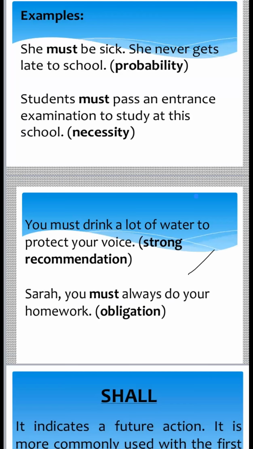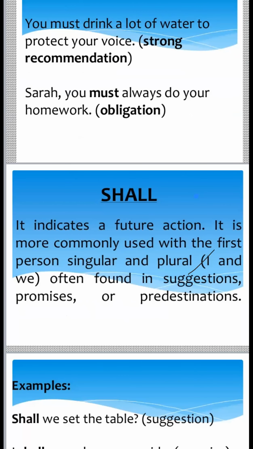Then we are going to talk about shall, which indicates a future action. You know that future indefinite tenses are basically based on shall, and in future indefinite we use shall and will. So it indicates a future action. It is commonly used with the first person singular, like I and we, according to the British grammar rules. So we always use shall with I and we. And shall is commonly found when we need to give suggestions, make promises, or for predestination.